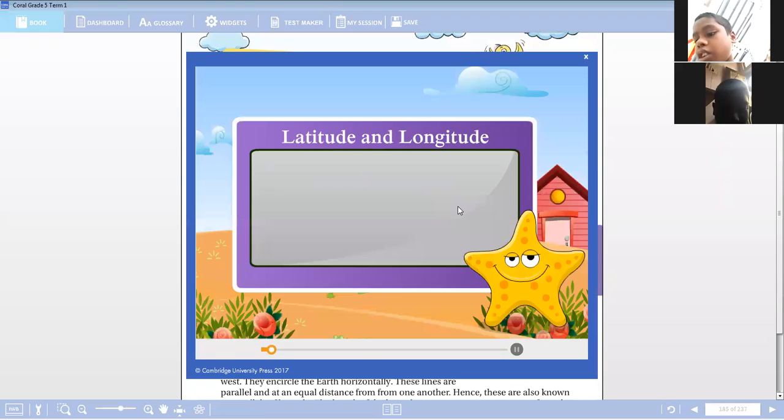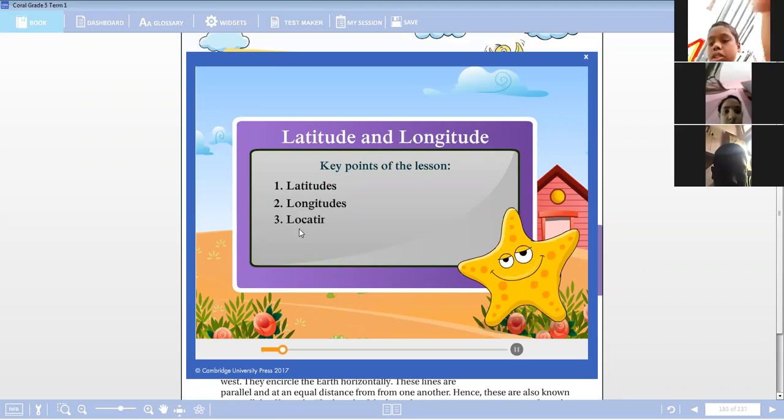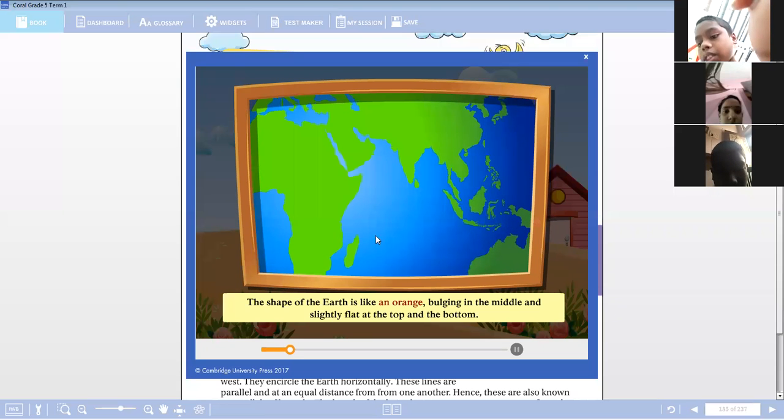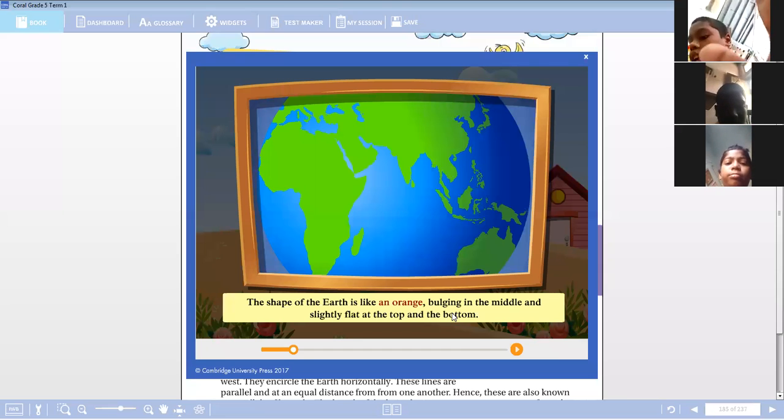Latitudes and longitudes, children. In this lesson, we're going to learn about latitudes, longitudes, how to locate places and calculate the time. The shape of the earth is like an orange. We already came to know in the previous lessons that the shape of the earth is like an orange, bulging in the middle and slightly flattened. Is it, children?